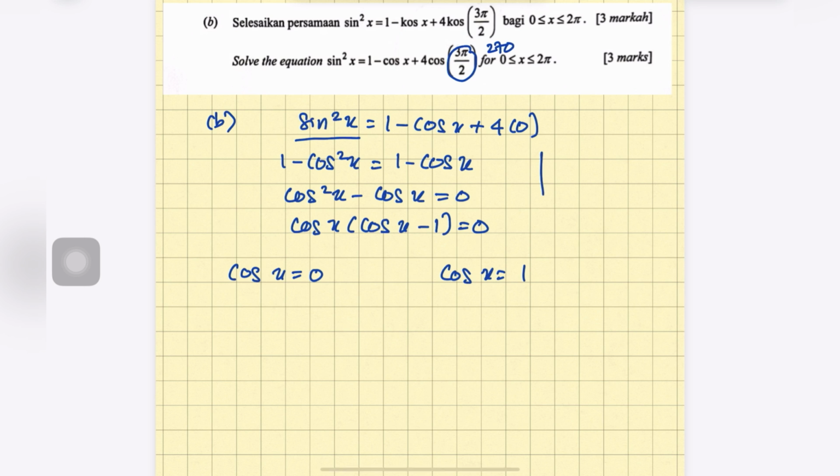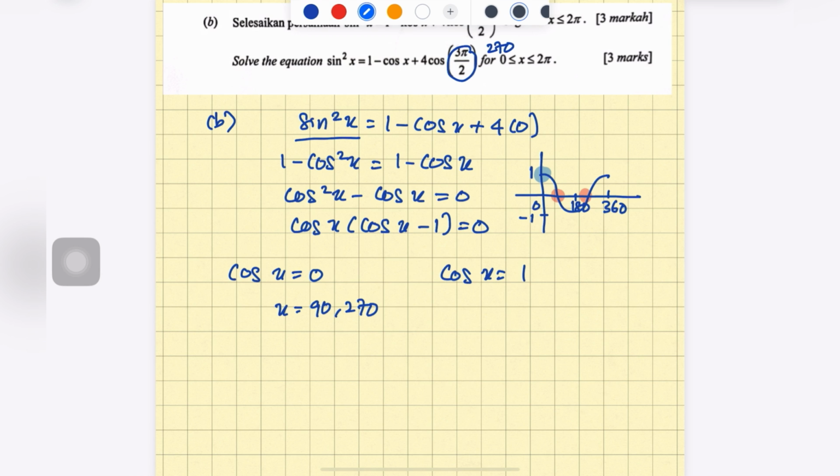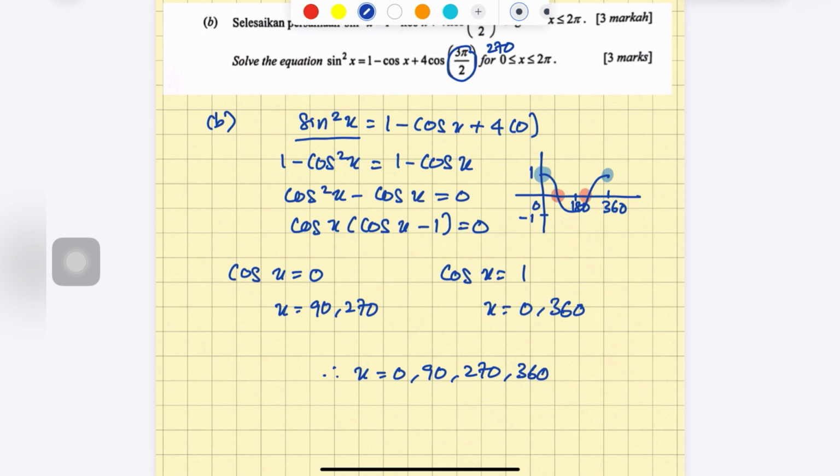Okay, so kalau kita nak selesaikan, kita kena guna graph of cos. So this one 360, this one 180 or 2 pi. So maximum 1, minimum negative 1, 0. Okay, so for cos 0 here, okay, so 90 and 270. Okay, cos 1 is this one. Okay, 0 and 360. Okay, so therefore x equals to 0, 90, 270 and 360 degree.